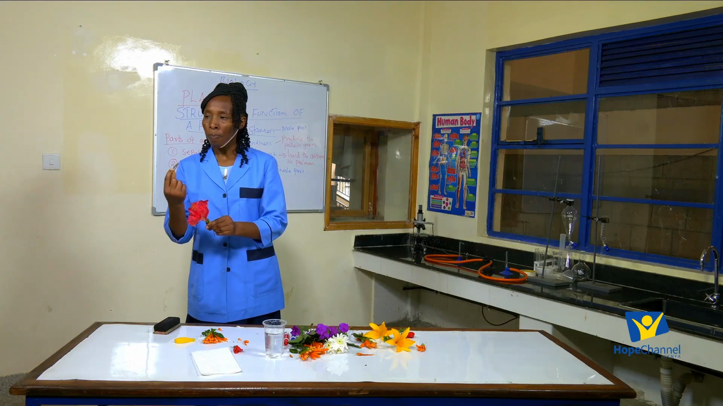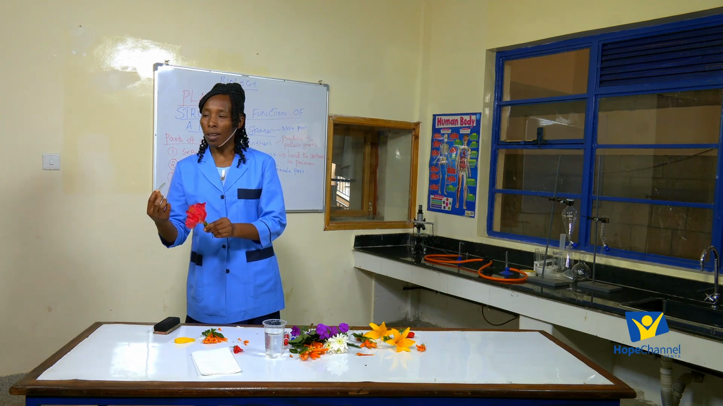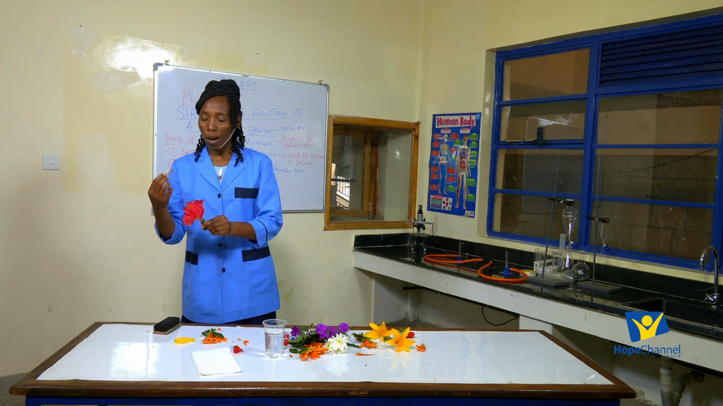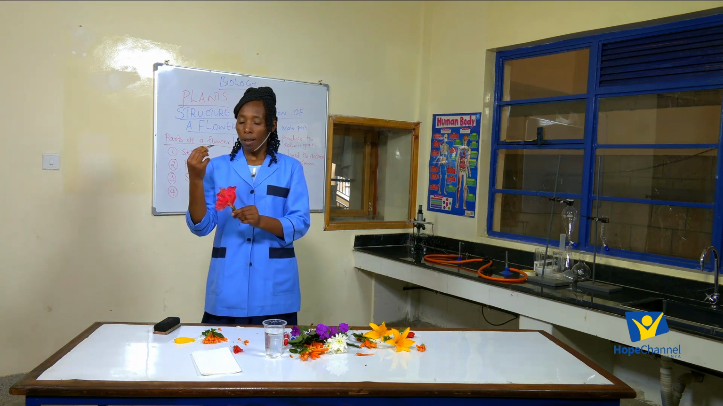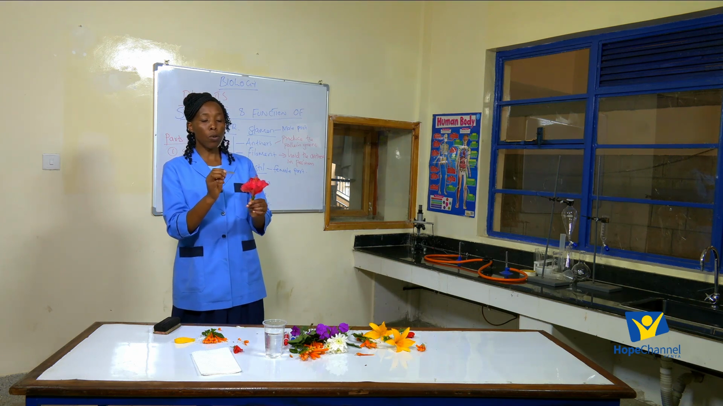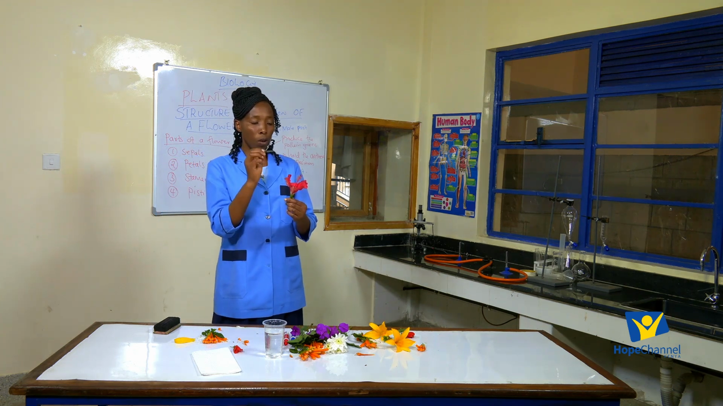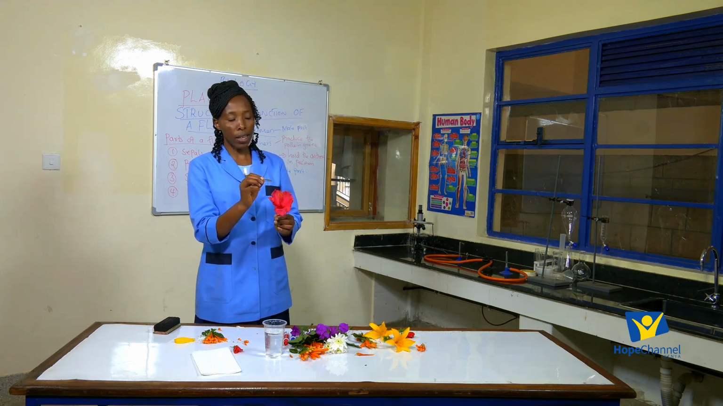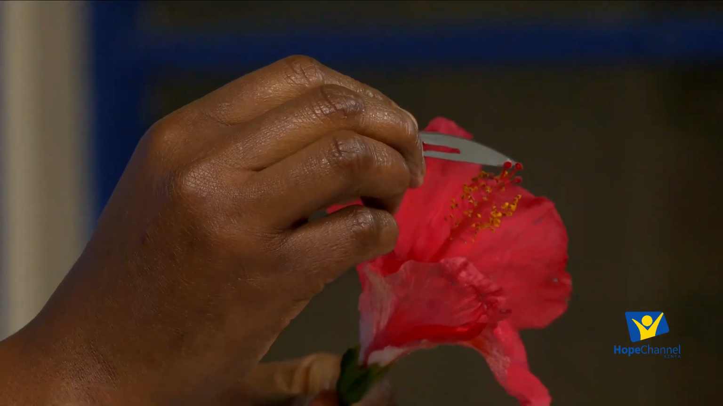So we say when the floral parts are in 5s or multiples of 5, we say that flower belongs to the plants that belong to the class Dicotyledonei. So we are saying that this is the stigma.